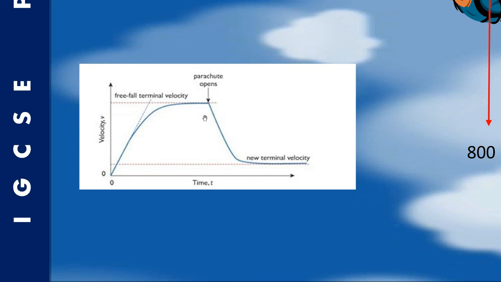That's great. But you can notice that the first terminal velocity is more and the new terminal velocity is less. Another question that can come in the exam is why this velocity is less. It is due to the parachute, because when you open the parachute, you decrease your speed. As a result, the new terminal velocity has decreased.